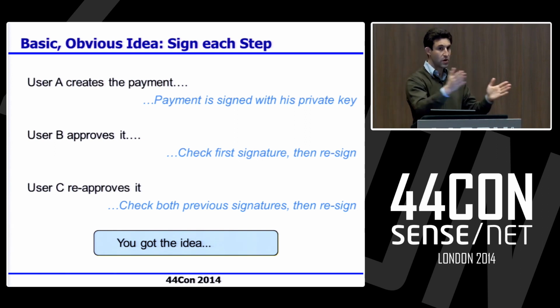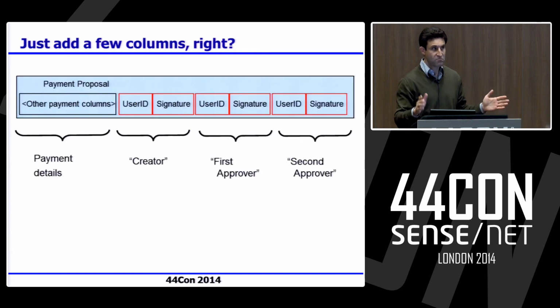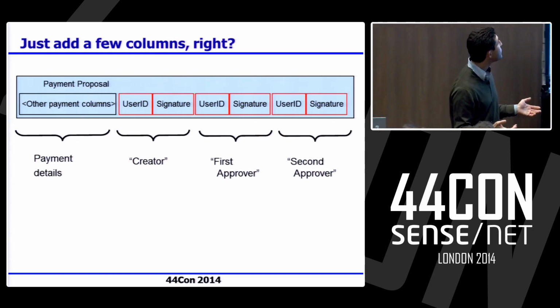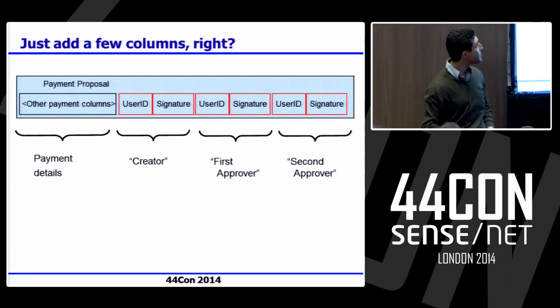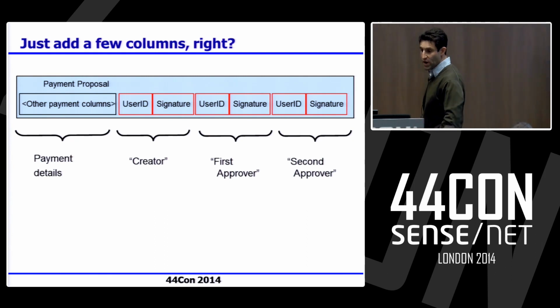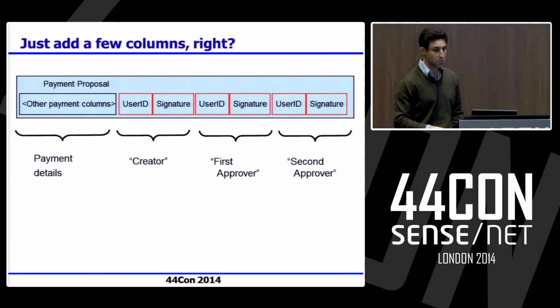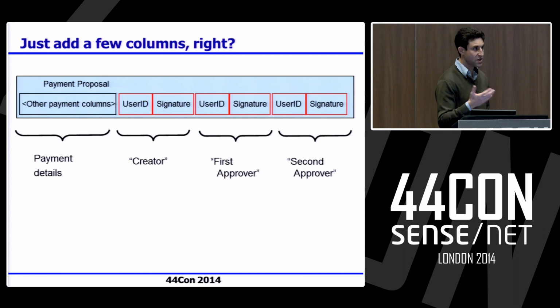Okay. So that way you've got end-to-end continuity. Okay, you get the idea. So actually, that could work. So the first thing you think is, well, how do we do it? You've got the payment request in the database, and you just have the user ID, and you put their signature there, and then at the end of it, you unwrap it all, and it's all sorted. Okay? So this sounds like a trivial problem to solve.